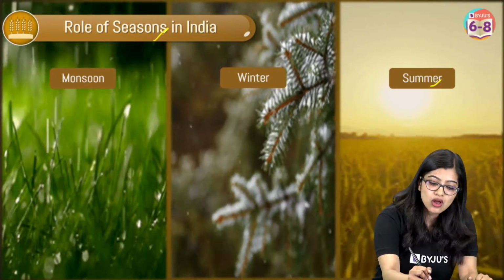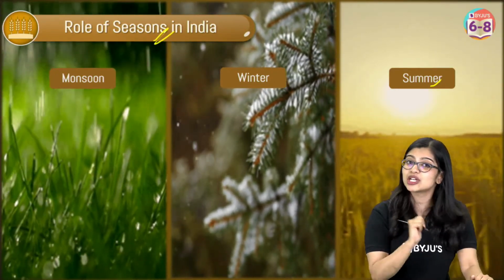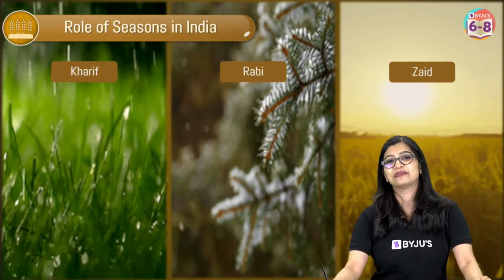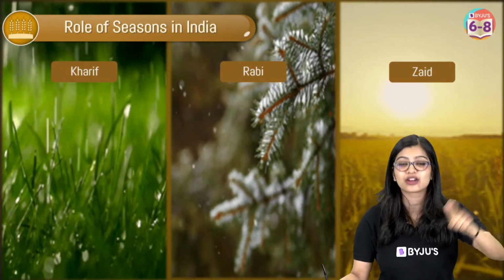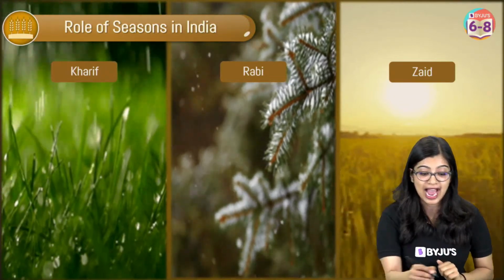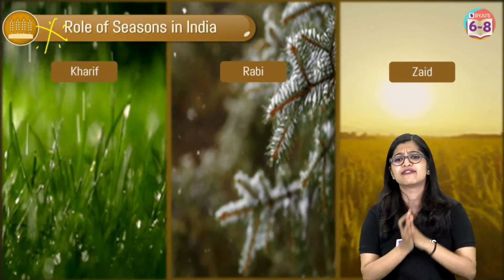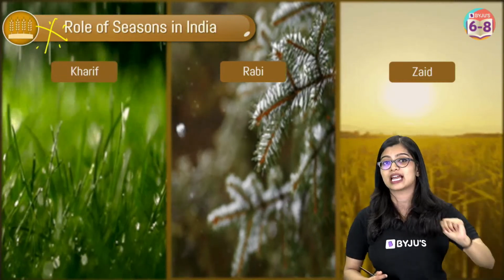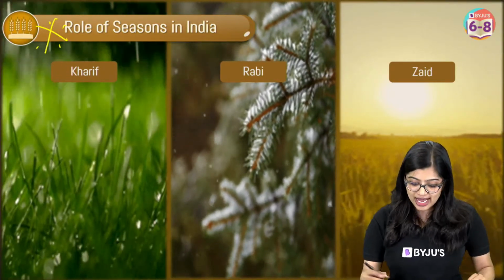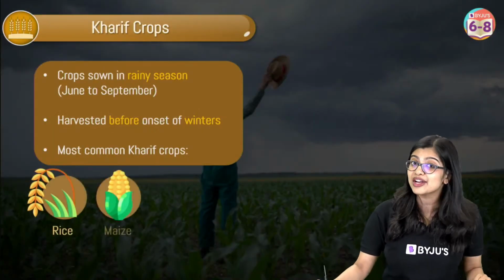Now, based on these seasons, we can categorize the crops into three: Kharif crops, Rabi crops, and Zaid crops. This is very, very important, these three types of crops. So first up, let us have a look at what Kharif crops are.